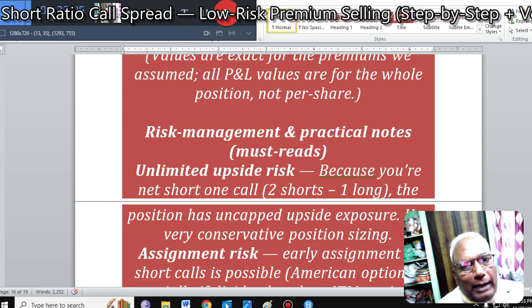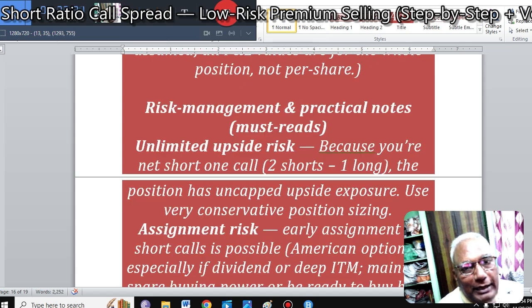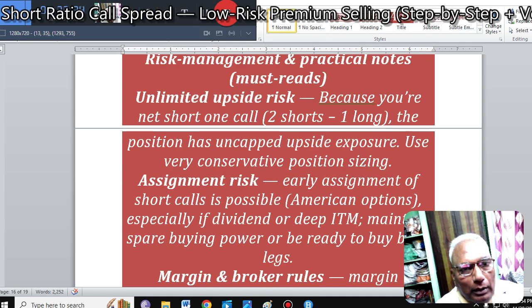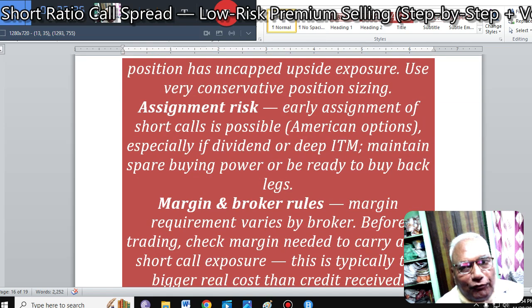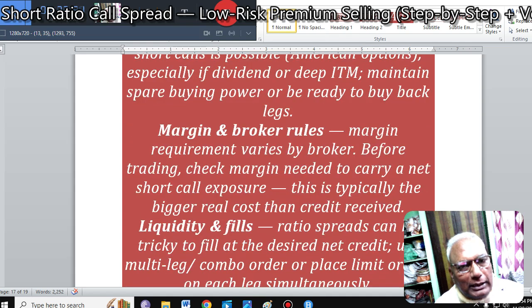Risk management and practical notes. Must read: unlimited upside risk, because you are net short one call: two shorts, one long. The position has uncapped upside exposure, so use very conservative position sizing. Assignment risk: early assignment of short calls is possible with American options, especially if there is a dividend or the option is deep in the money. Maintain spare buying power, or be ready to buy back legs.